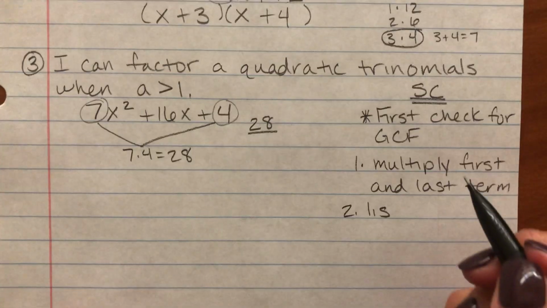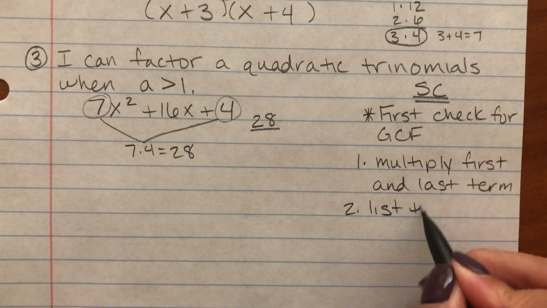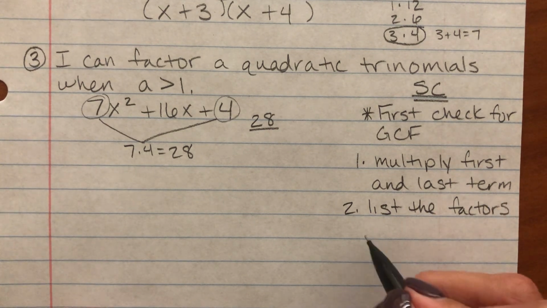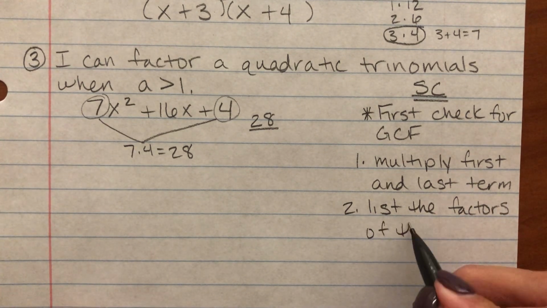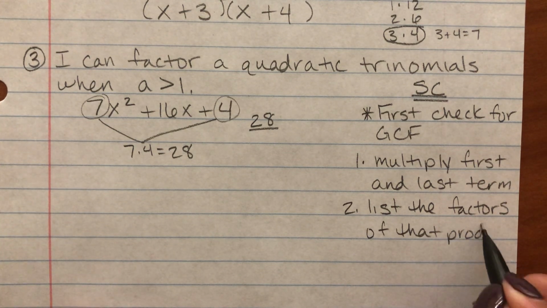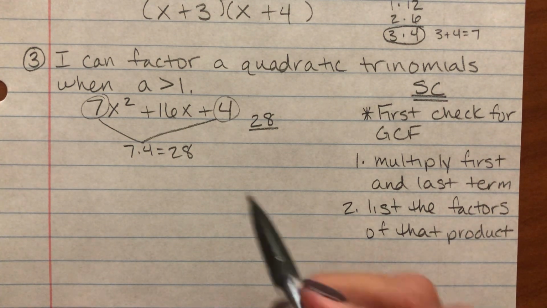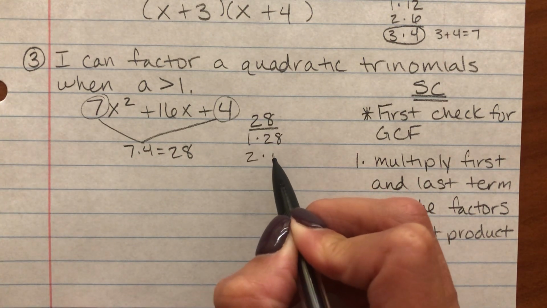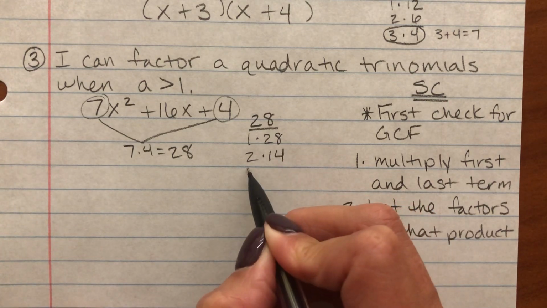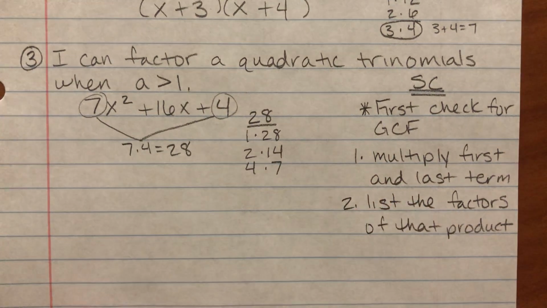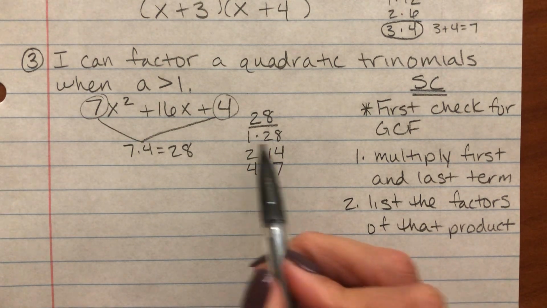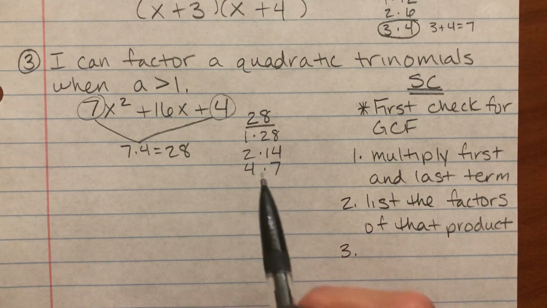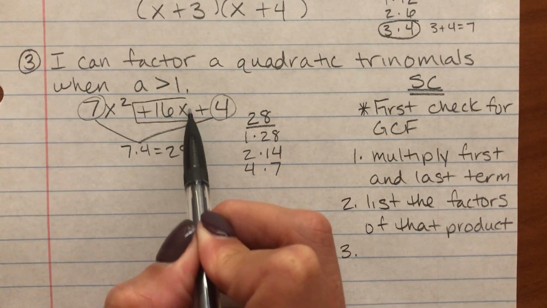So step 2, list the factors of that product. Okay, so factors of 28. I can have 1 times 28, 2 times 14, and 4 times 7. Now I'm going to look at these pairs here, and I'm going to see which of these factors add to my middle term, 16 here.